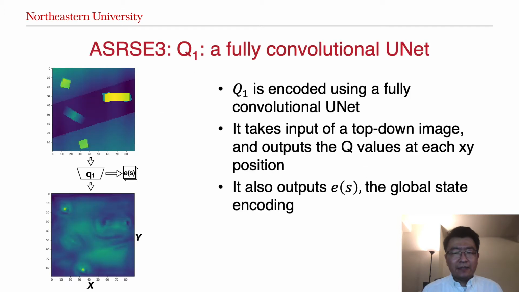In ASRSE3, the first Q function Q1 is encoded using a fully convolutional UNet. It takes an input of a top-down image of the workspace and outputs the values for each xy position. The UNet also generates a state encoding that will provide the state information for the other Q functions.